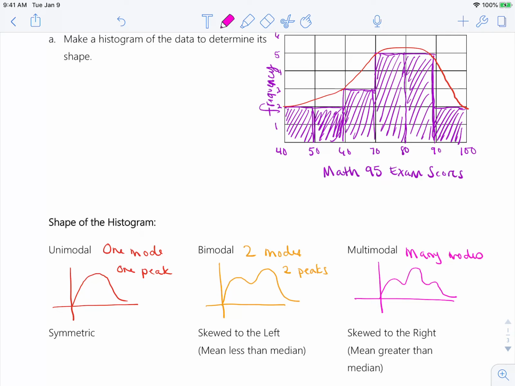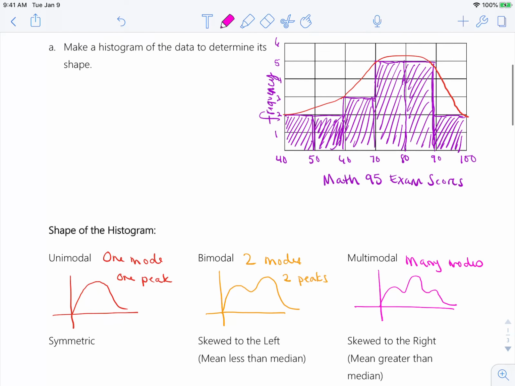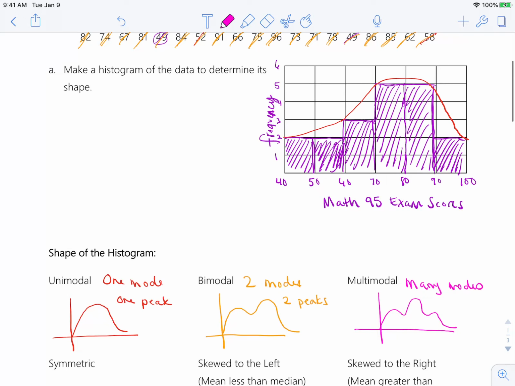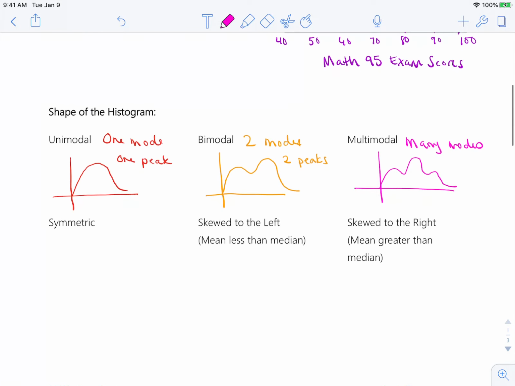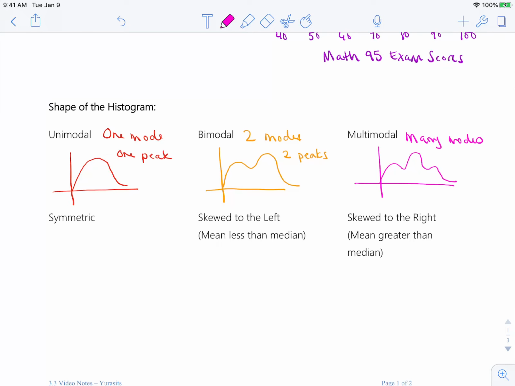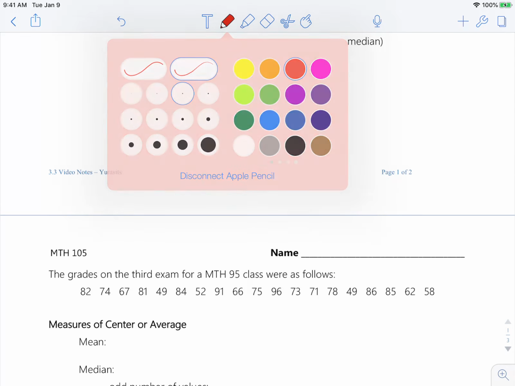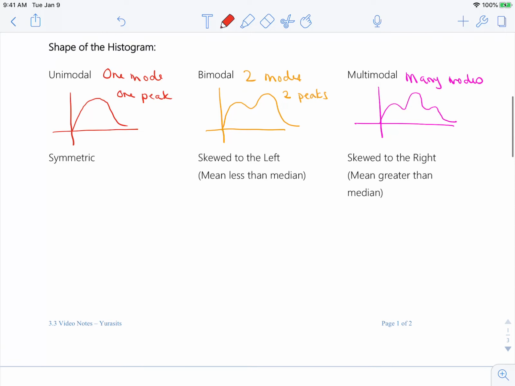Okay, so if we're looking at the histogram that we just created for the exam scores, I think it's fair to say that this one is unimodal because I only have one peak. All right, the other way we can describe the shape of a histogram is if it's symmetric. It will look like what I just came up with actually, but it doesn't have to be unimodal, okay?